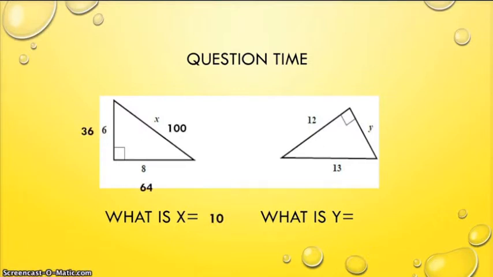So you do 6 times 6, which equals 36, and 8 times 8 equals 64, and then you add them together to get 100, and then you square root the 100, and it equals 10.